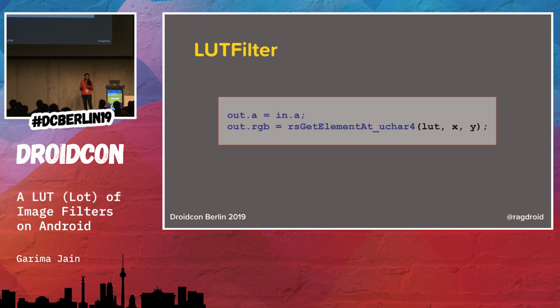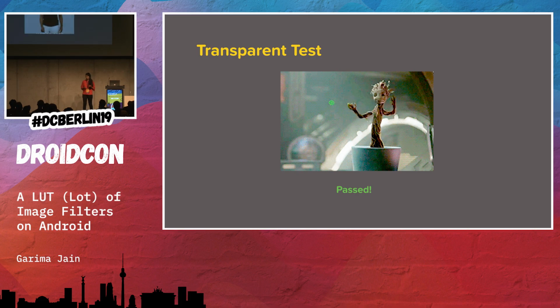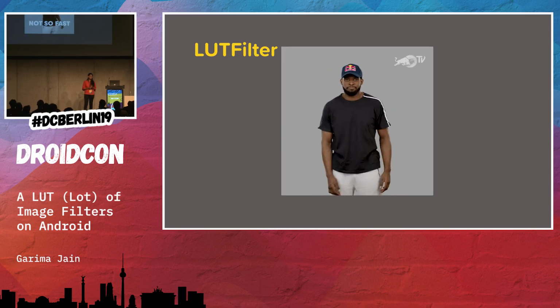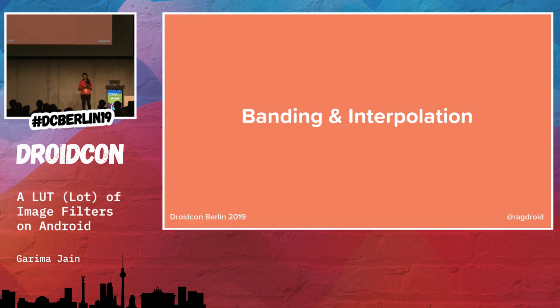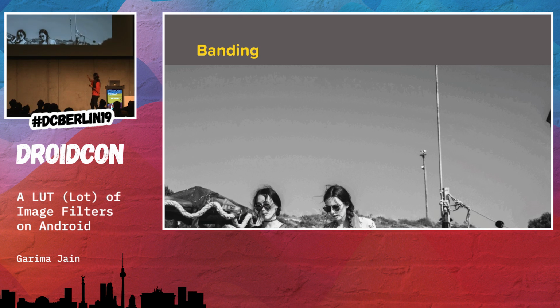Okay, so that happened. This time, the transparent test passed, and we are pretty happy about it. But not so fast. We still haven't reached the end. There is also something else that happened: banding and interpolation. If you look closely at this image, which we got for some of the filters, there is a little bit of banding over there.